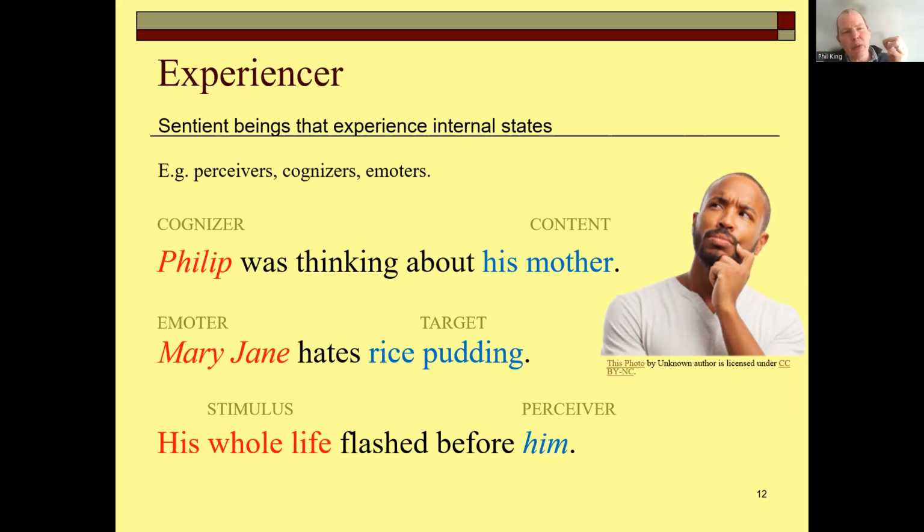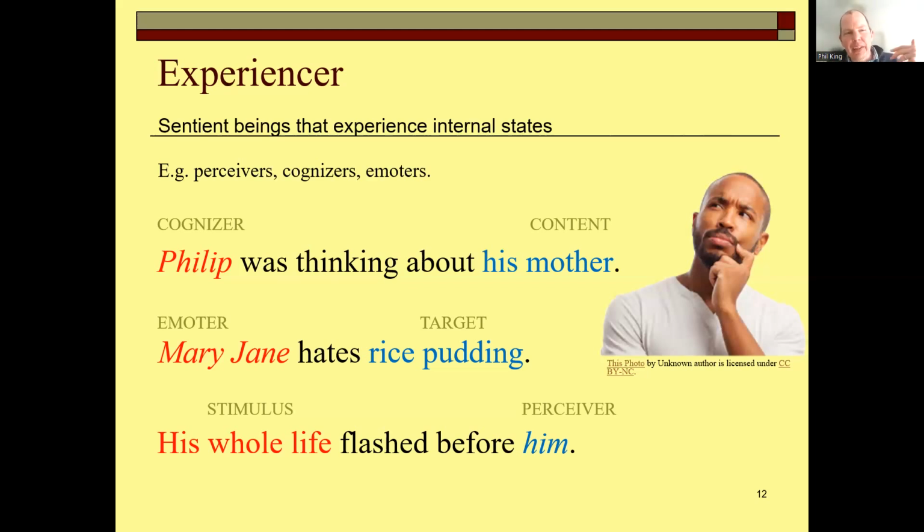So we have a difference between perceivers, cognizers, and emoters. First of all, cognizers are people who are thinking or doing mental reflection. So, for example, Philip was thinking about his mother, and the role of Philip is the cognizer, and the thing he is cognizing about, his mother, is the content. So we have a cognizer and the content that they're thinking about.